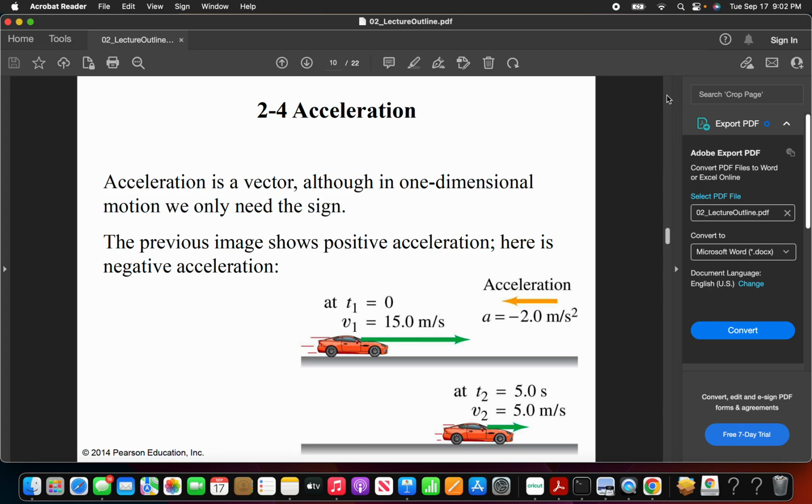Okay. So this is just an image of a car slowing down, right? So it started at what? 15 meters per second, and then it ended up at 5 meters per second. So that means it slowed down. Okay, it decelerated, or it had a negative acceleration.